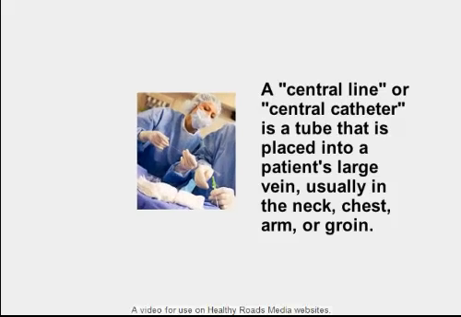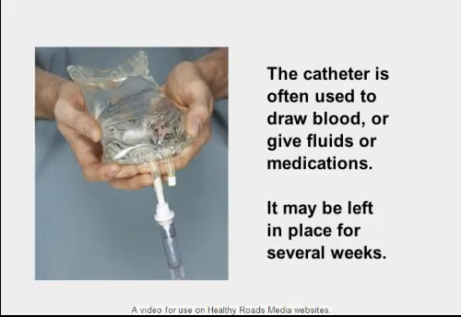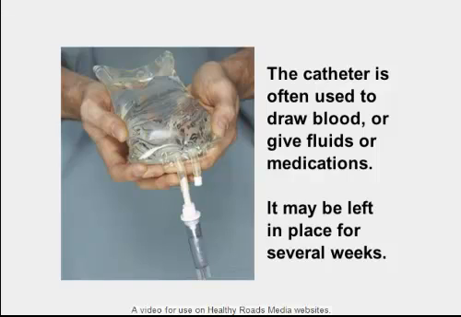A central line or central catheter is a tube that is placed into a patient's large vein, usually in the neck, chest, arm, or groin. The catheter is often used to draw blood or give fluids or medications. It may be left in place for several weeks.